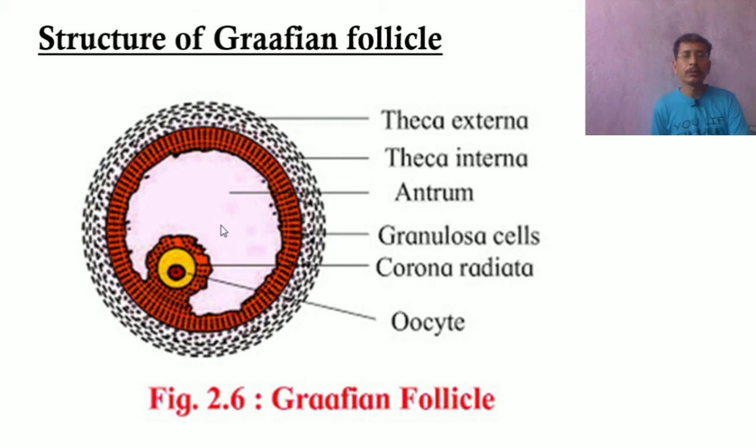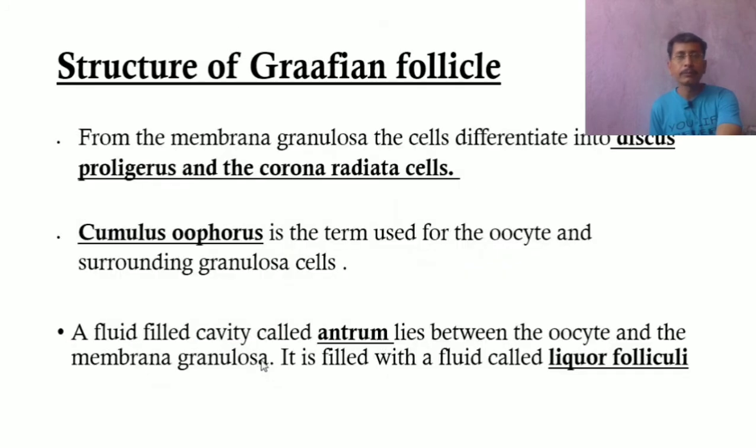After the graafian follicle is completely mature, this ovum or secondary oocyte is released from the graafian follicle to the outside of the ovary, and enters into the fallopian tubes by the process of ovulation, and that ovulation requires hormones. These hormones are the LH hormone, luteinizing hormone. Now this is the structure of the graafian follicle. Then the whole structure, the term used for the oocyte, is also termed the cumulus oophorus. That oocyte is known as the cumulus oophorus.